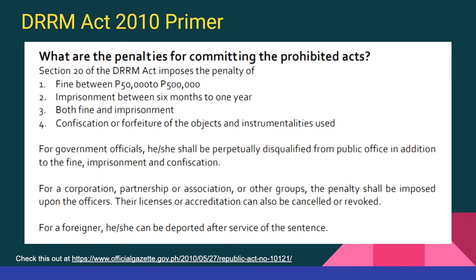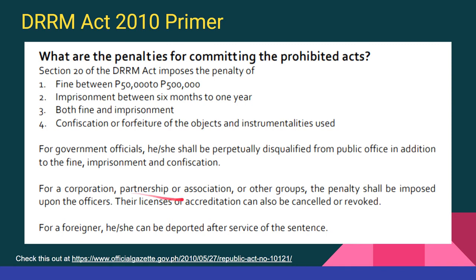What are the penalties for committing those prohibited acts? This includes a fine between 50,000 to 500,000 pesos, imprisonment between 6 months to 1 year, both fine and imprisonment, and confiscation of the objects and instruments used. For government officials, he or she shall be perpetually disqualified to run for office, in addition to the fine and imprisonment.